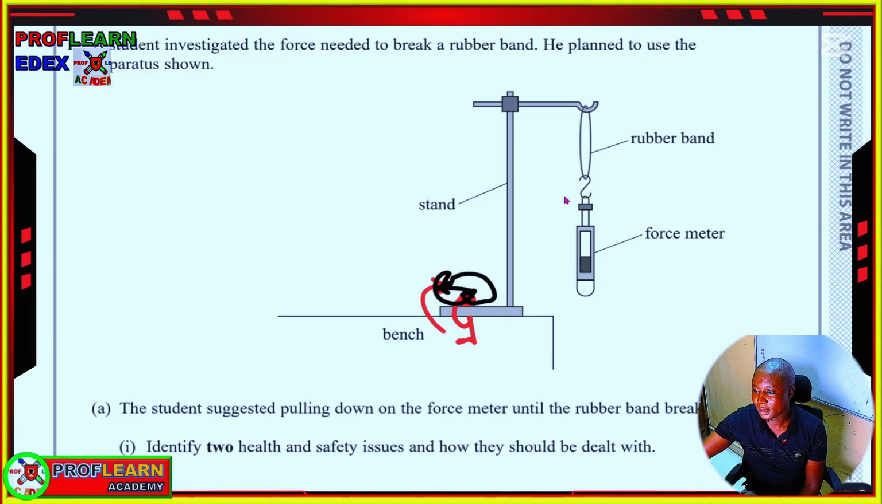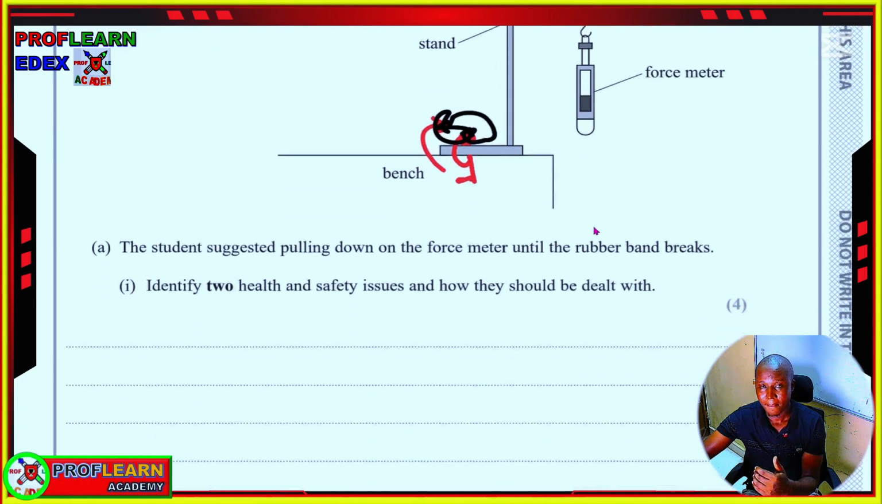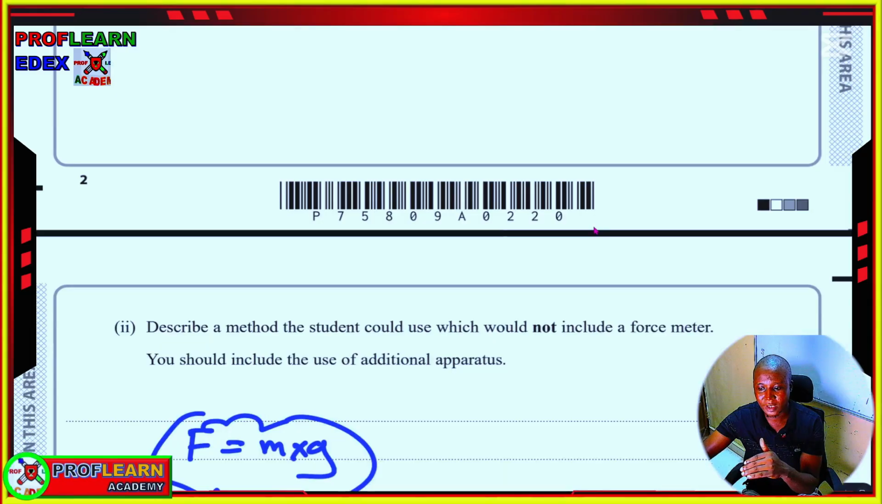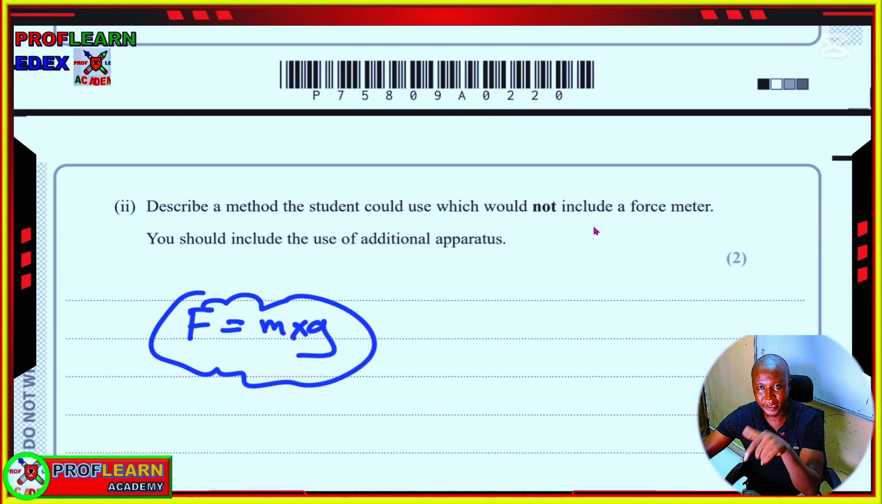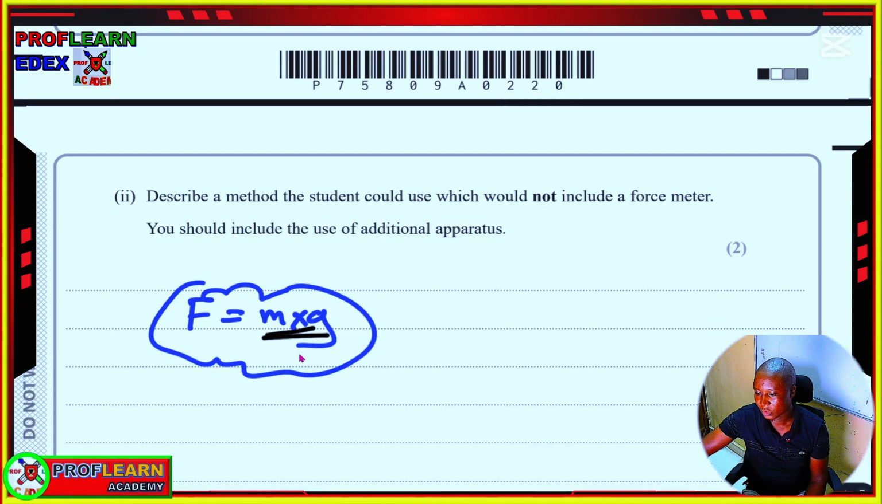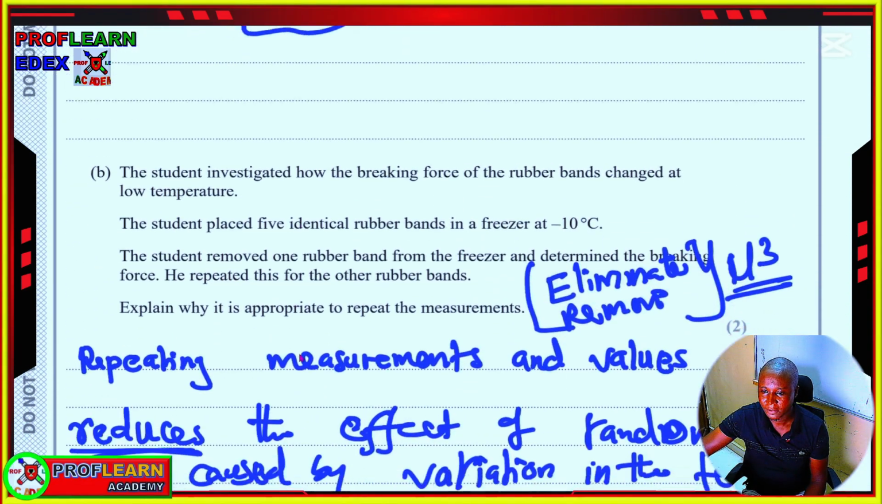What we can say is the force meter can be removed, and then once that's done, we add different masses on the rubber band. Keep on adding the masses gradually on the rubber band, and remember, when you add the mass, it will keep on stretching until you reach a point where you get a given mass that will make this break. Once you have gotten that mass that makes it break, then you can now calculate the force that breaks this rubber band using the formula mass times gravity. So that is what you're supposed to do in that case.